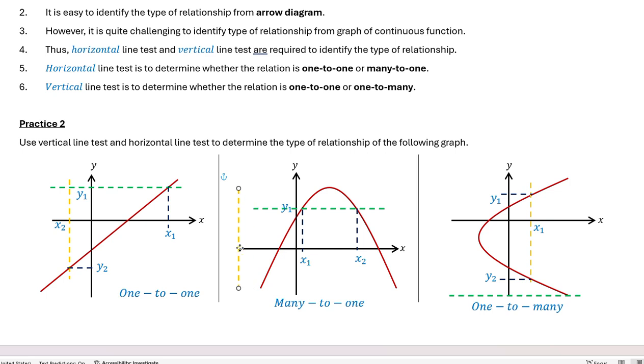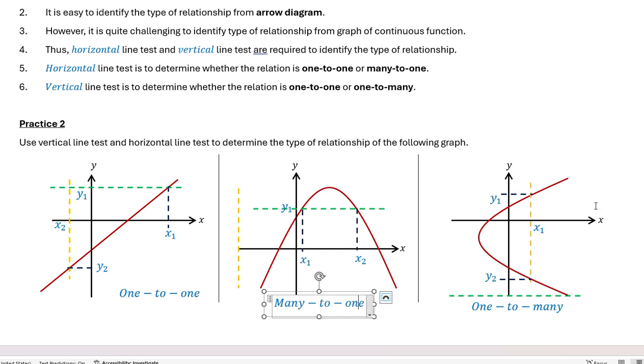Now look at the green line, the horizontal line test. When I place the line here, you can see clearly this coordinate and this coordinate. If we mark them, it will be x1, y1, and x2, y1, meaning two objects pointing to the same image. So two objects, many objects, one image. So from the horizontal line test, we discover that this relation is many to one.